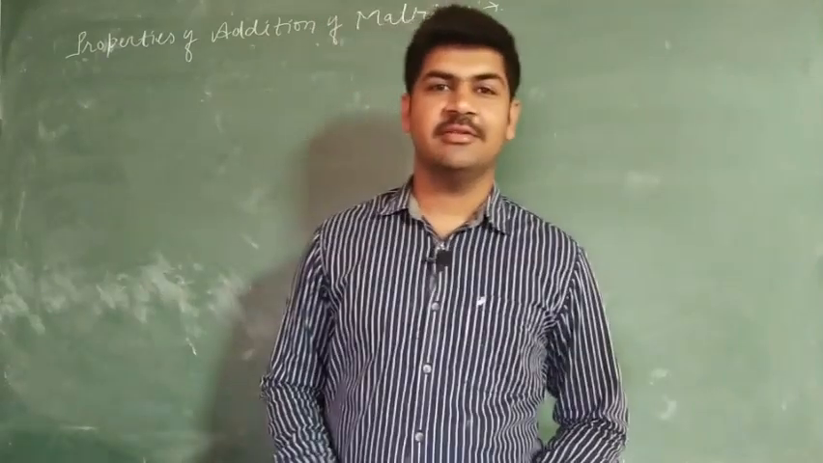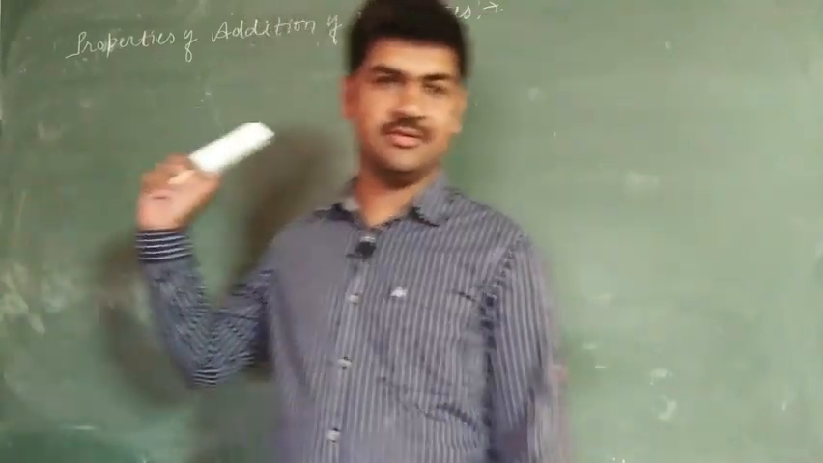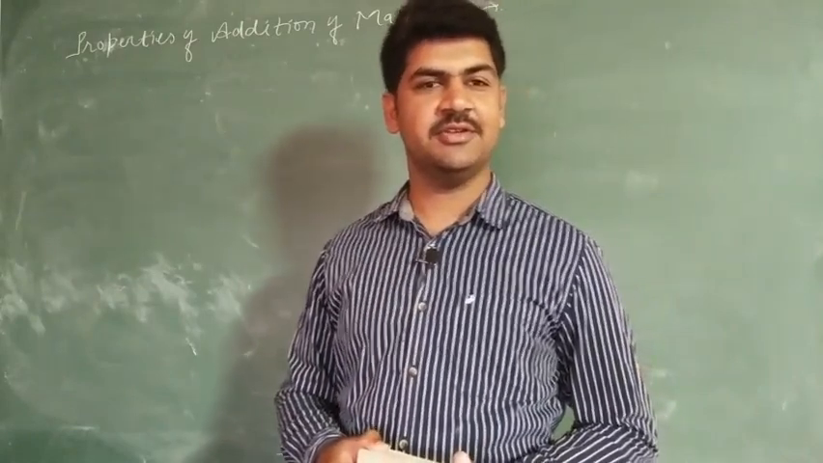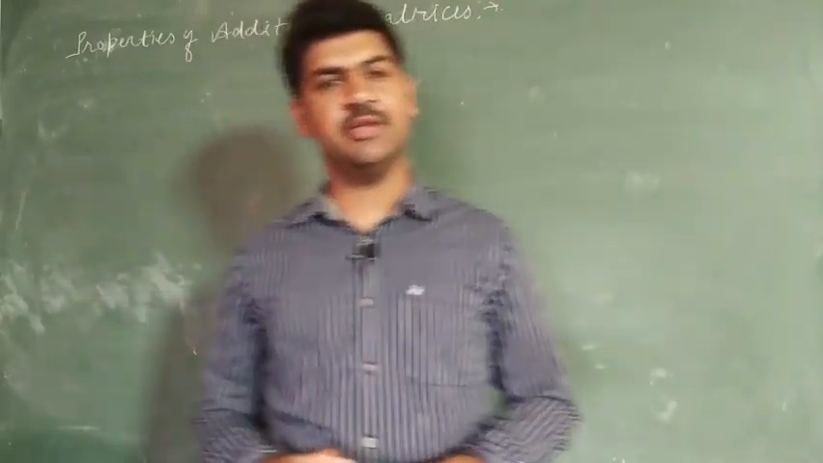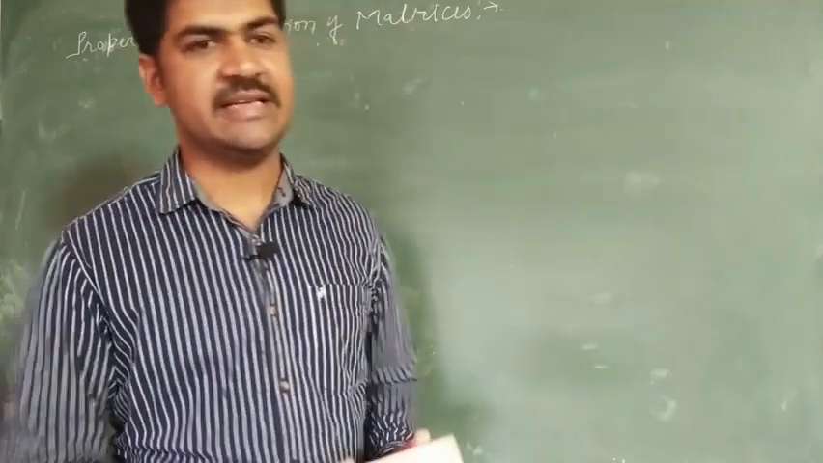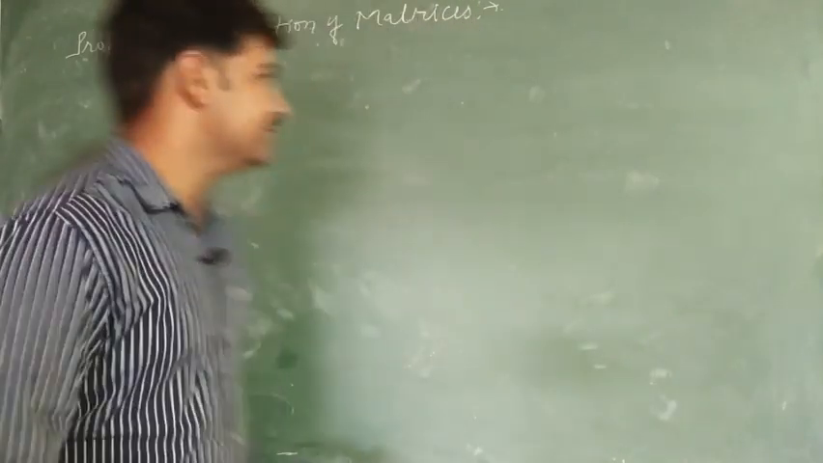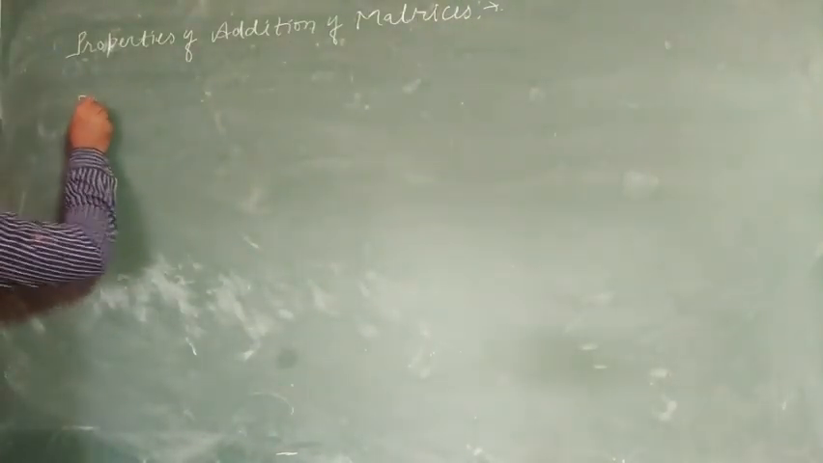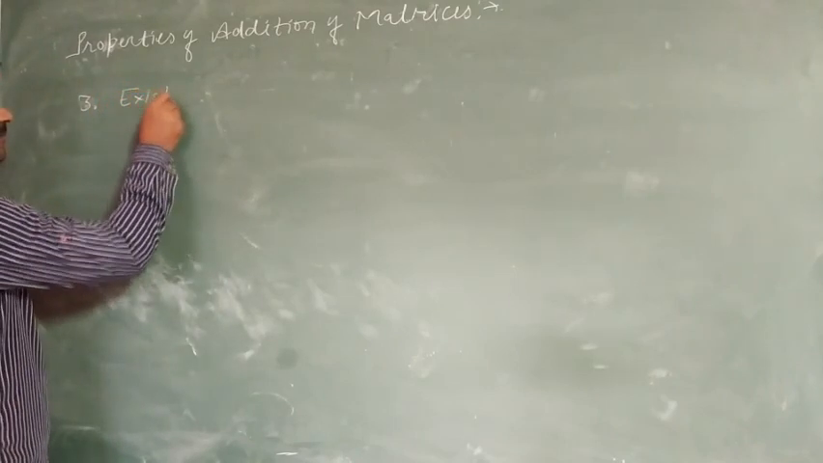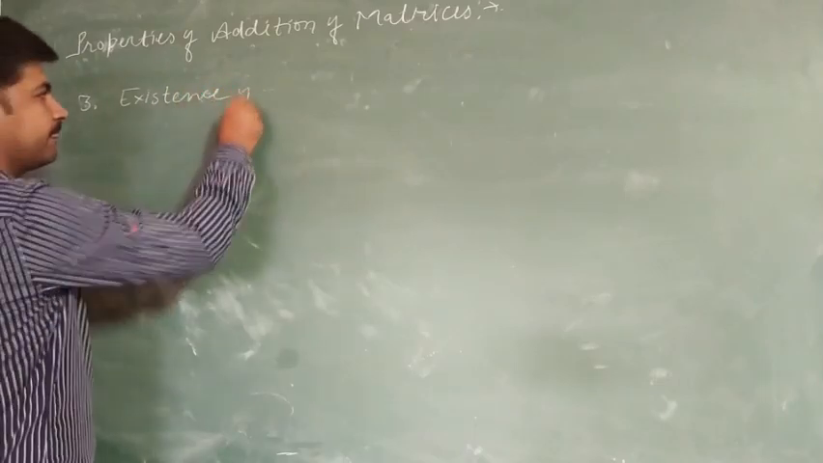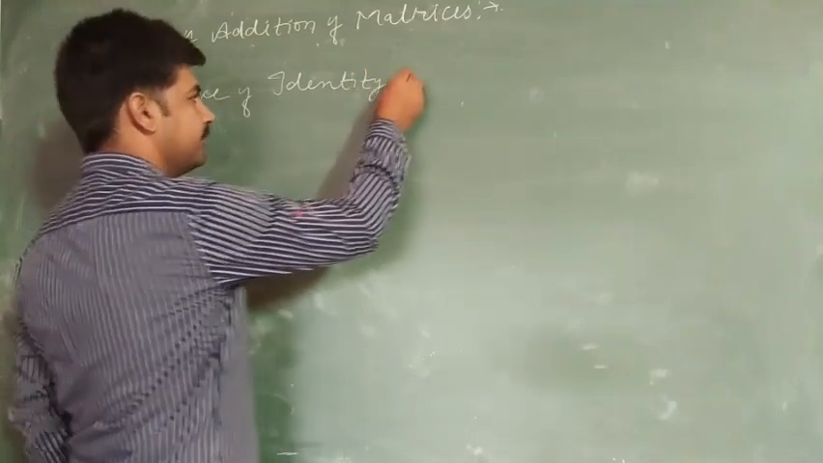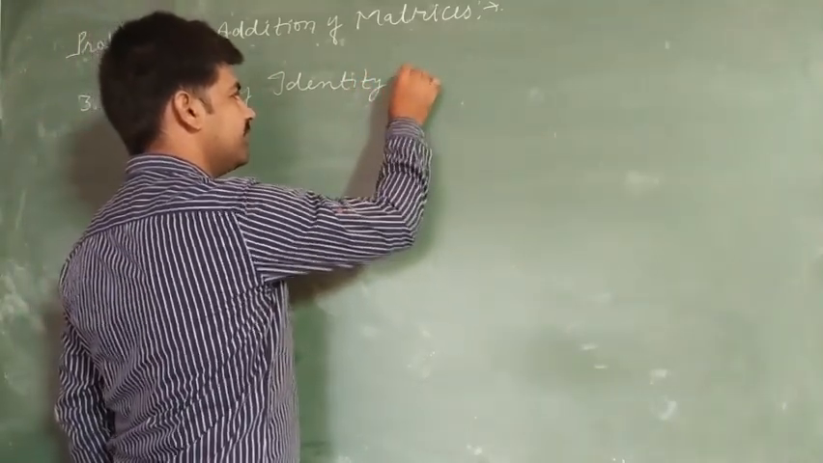So students, we were discussing the properties of addition of matrices. We discussed two properties of addition of matrices. The first one, commutative property, and the second one, associative property. The third, next property is existence of identity. So the third property of addition of matrices, existence of identity element, you can write.